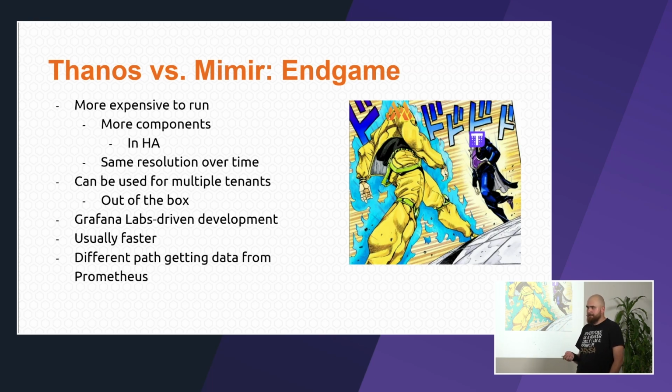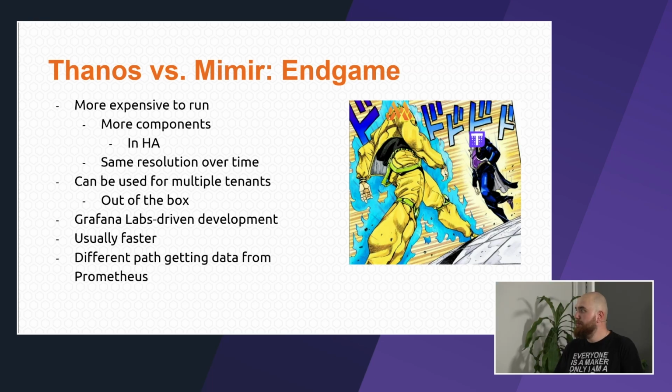It can be used for multiple tenants. Obviously, that's why Grafana developed Mimir. Grafana loves driven development. Yeah, it's Grafana Mimir, so it makes sense. It's usually faster for queries, almost all the time. If you have properly scaled Mimir, it's faster. Its query language processor is faster than Thanos's, even though Thanos made some progress and is faster than before, but still not so good. And a different path for getting data from Prometheus: yeah, remote write versus Thanos sidecar.